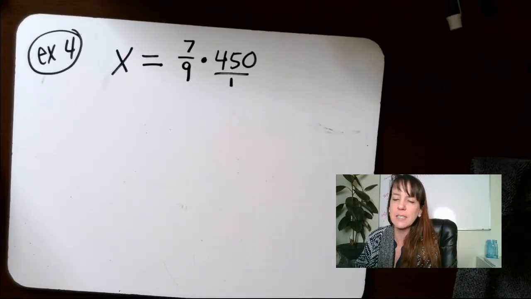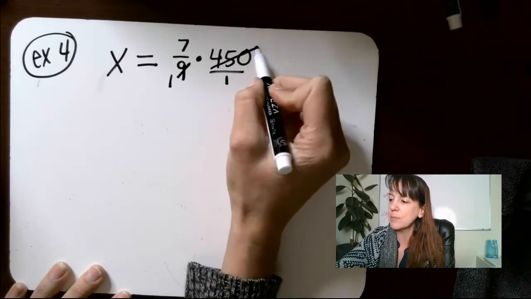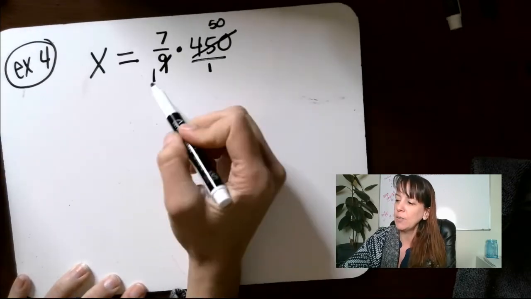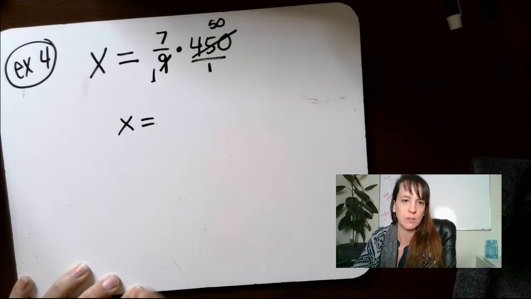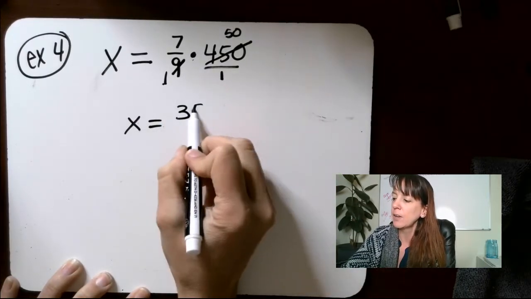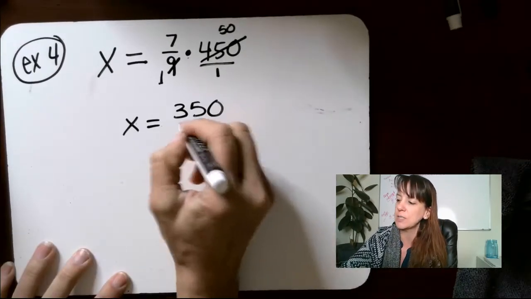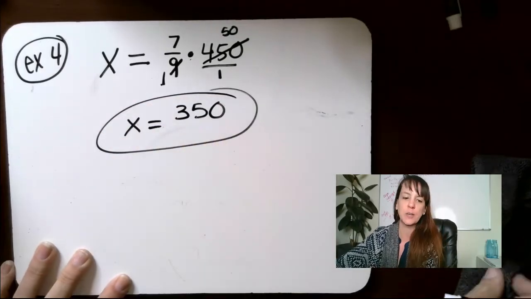The other thing is, too, I can cross cancel. If I divide this by 9, I get 1. If I divide this by 9, I get 50. So what do I have now? Downstairs, I have 1 times 1, which is just 1. So I don't even need to put anything downstairs, because if we have 1 downstairs, we're good. 7 times 5 gives me 35 with an extra 0. So we have 350. X equals, and it would be over 1, but we don't need to write it like that. So X equals 350.